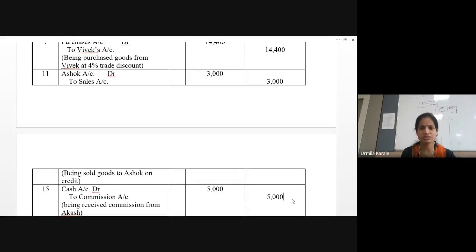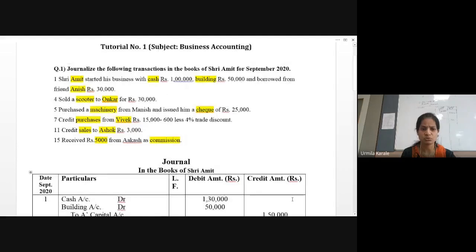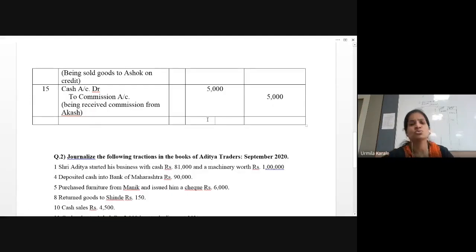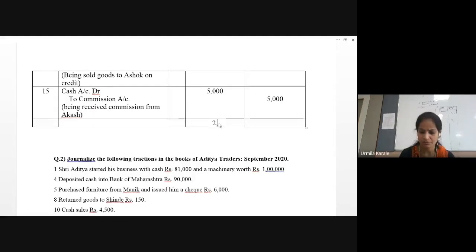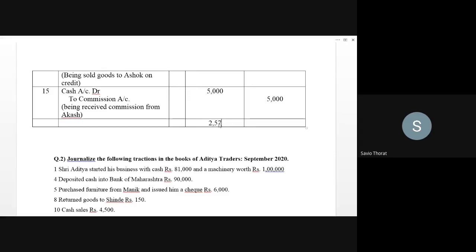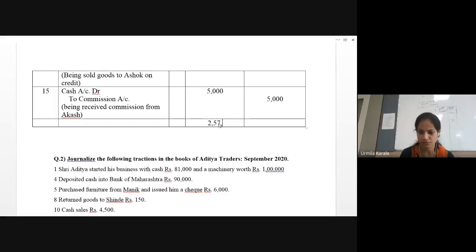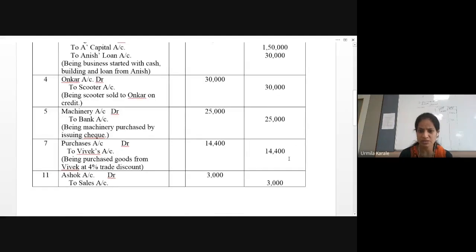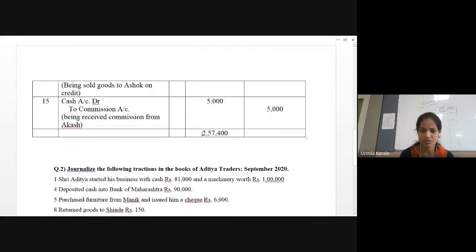Once you are done with all the transactions, you need to do the total of the columns. Ye ho gaya, right? Now we have to do the total of these columns. We'll mention the amount here. Just do the total. 2,57,400. Take out, the same amount is going to come, but you can check. Since the same amount we are adding, obviously the addition will be the same, and that is 2,57,400. This is how you have to solve the sum on journal.